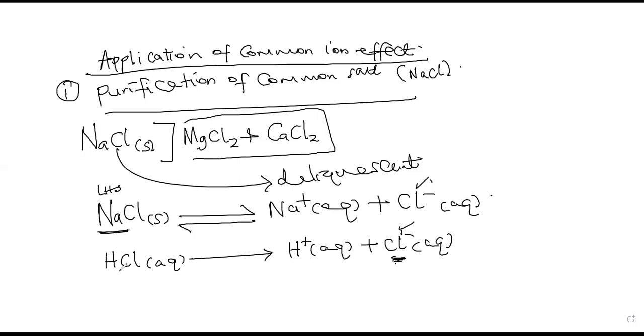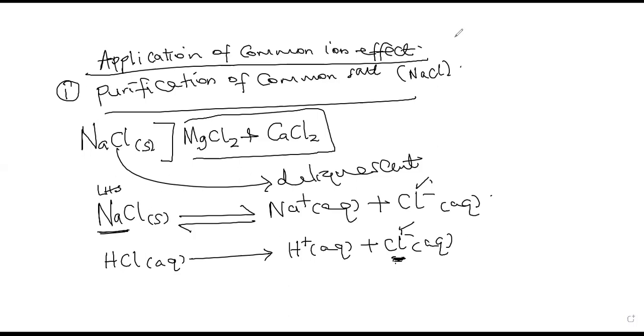So basically, the addition of hydrochloric acid containing chloride ions increases the concentration of chloride ions, and as a result, the equilibrium will be shifted to the left, decreasing the degree of dissociation of sodium chloride and thus precipitating sodium chloride. Exactly, that is what I'm trying to talk about.